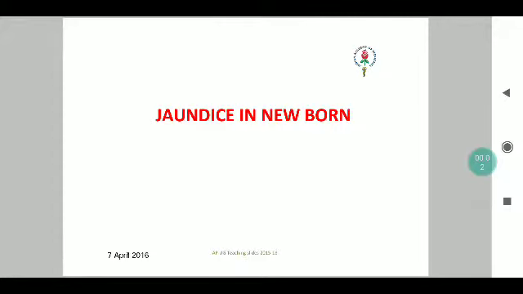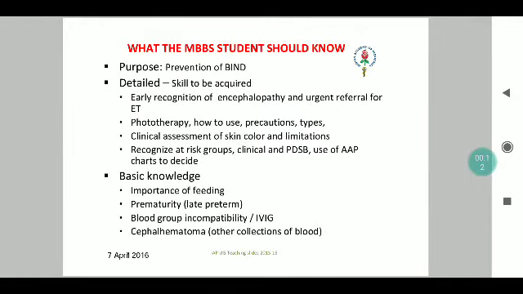Hello everyone, this presentation will be on neonatal jaundice. The slides are made by the Indian Academy of Pediatrics and are available online as a part of the IAP UG teaching module 2015-16. Now the presentation is mainly targeted at an MBBS student, and the purpose of an MBBS student knowing about neonatal jaundice should be to prevent bilirubin induced neurological deficit.